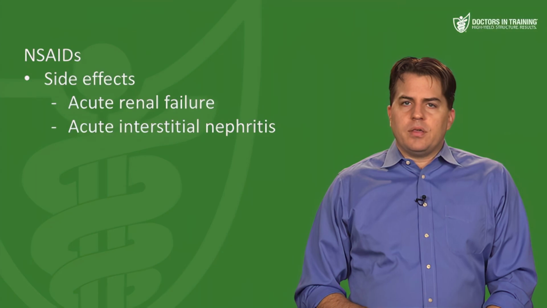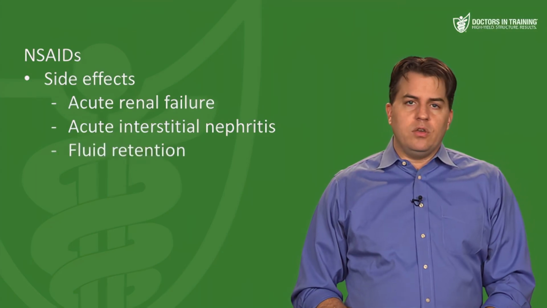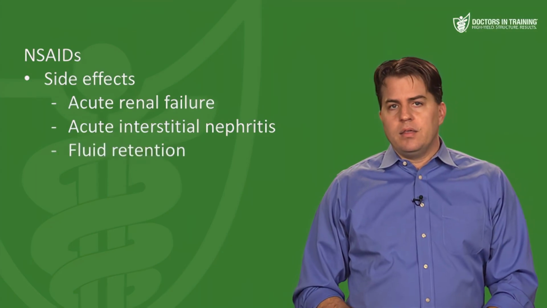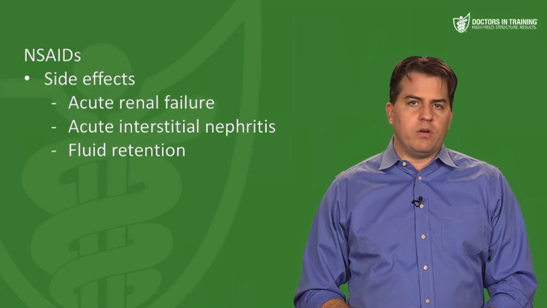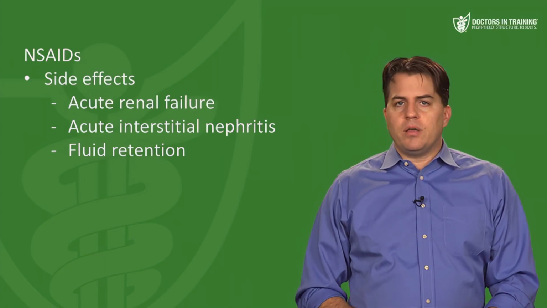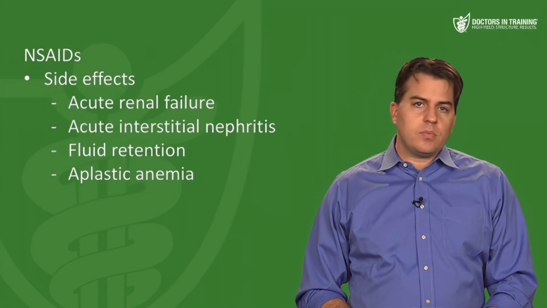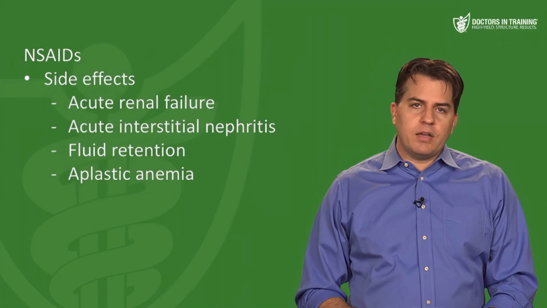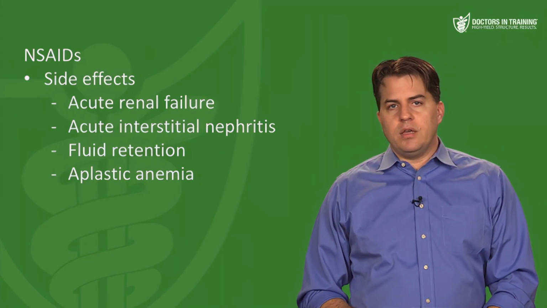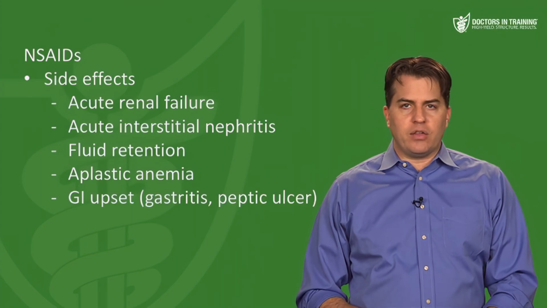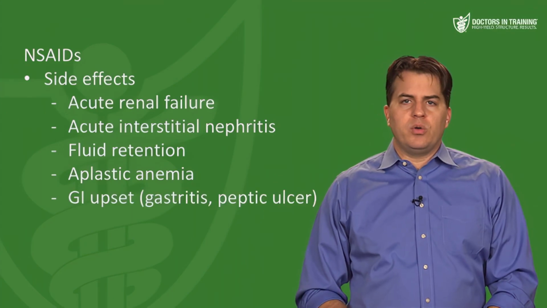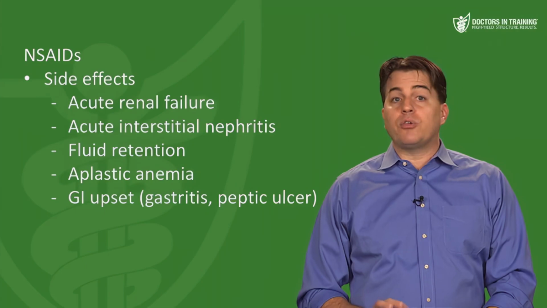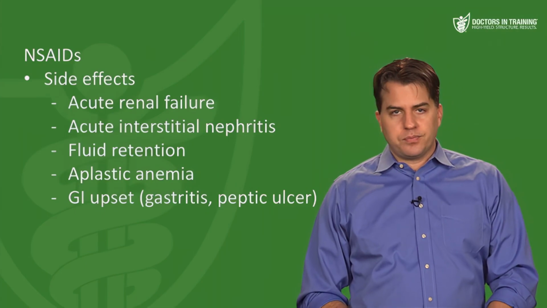They often cause some fluid retention, so you have to be careful about giving NSAIDs to someone that has congestive heart failure. They can rarely cause some aplastic anemia. But some of the most common side effects associated with NSAID use would be GI upset, such as gastritis and peptic ulcers, which is why you might reach for a COX-2 inhibitor instead.